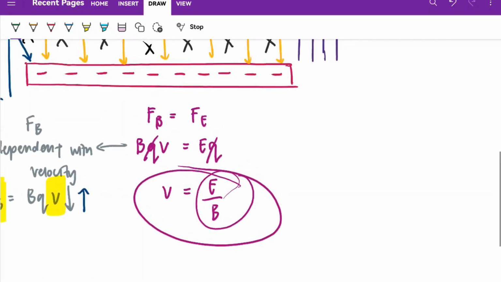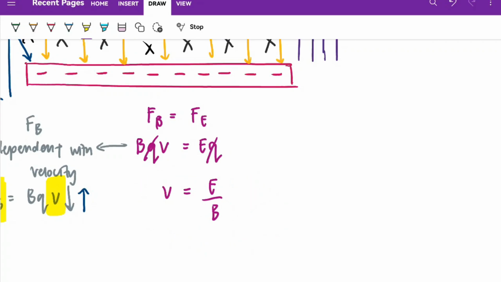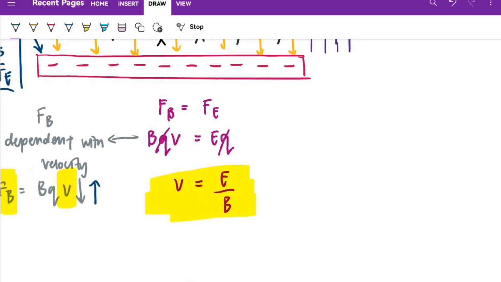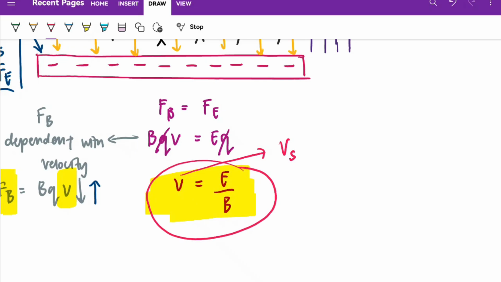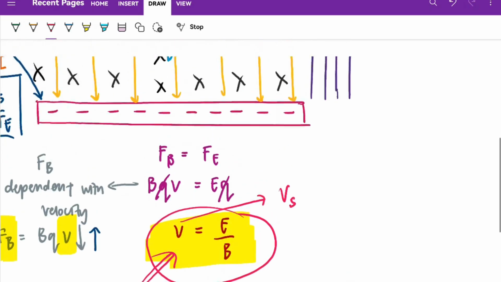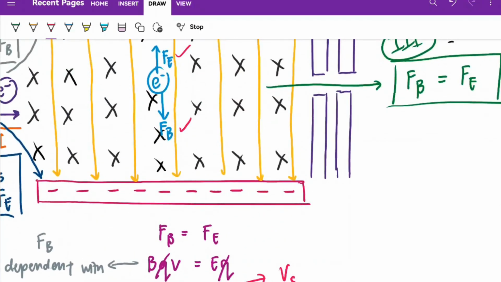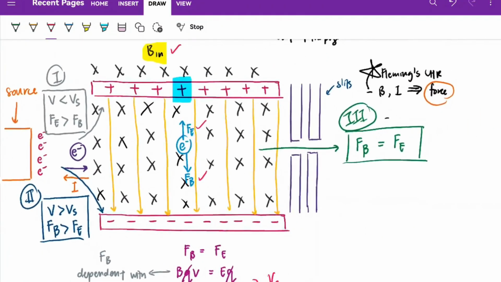What is the velocity? If let's say they ask what is the velocity that will pass through the slit undeflected, this is your velocity. And this velocity is called as the velocity selector. People usually denote this as Vs to show that it's the velocity from the velocity selector. The name itself, velocity selector, so electron with this specific selective velocity will only be able to pass through undeflected.